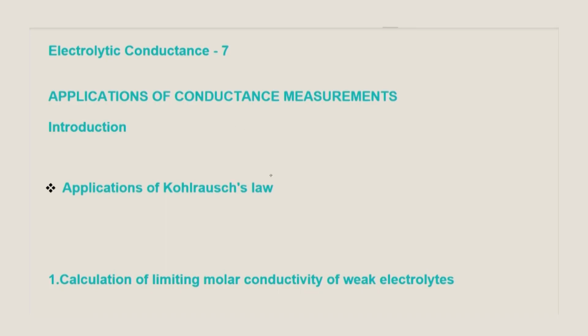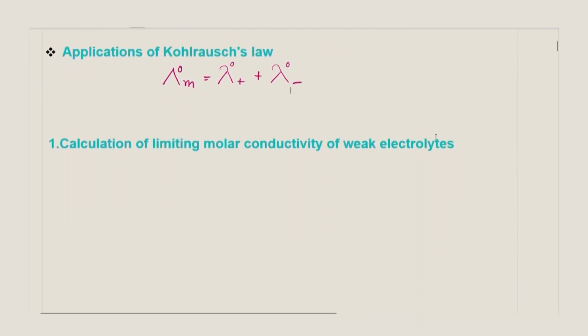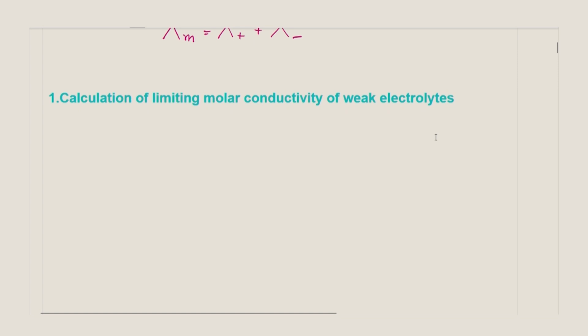Kohlrausch's law, as you all know, is a law which is used for determination of molar conductance at infinite dilution of especially weak electrolytes, because molar conductance at infinite dilution will be equal to the sum of the molar conductance of the cation as well as the molar conductance of the anion. Based on this, we will see some of the applications. First one is calculation of limiting molar conductivity of a weak electrolyte.